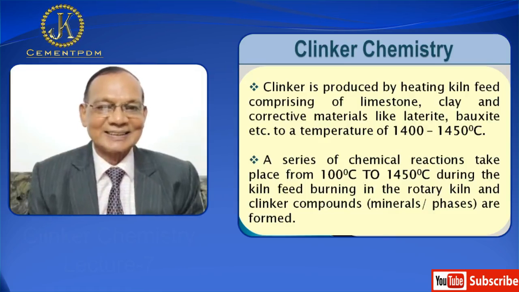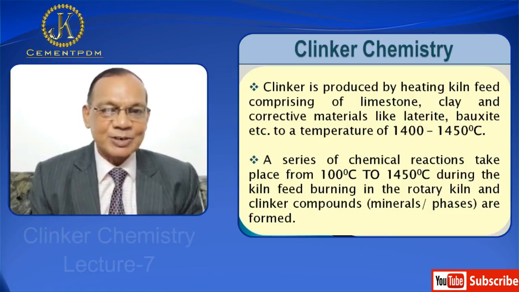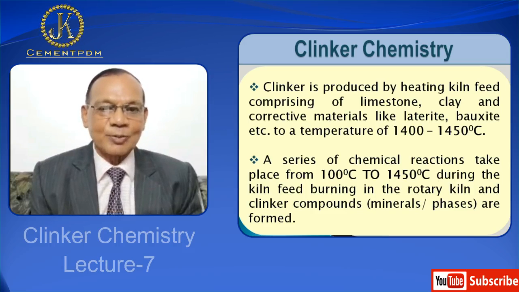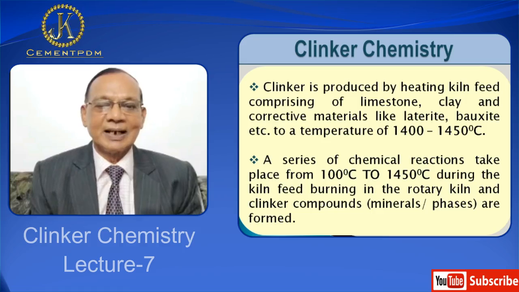As you are aware, clinker is produced by heating kiln feed comprising of limestone, clay and corrective materials like laterite, bauxite, etc. to a temperature of 1400 to 1450 degrees centigrade. A series of chemical reactions take place from 100 degrees centigrade to 1450 degrees centigrade during the kiln feed burning in the rotary kiln, and clinker compounds or clinker mineral phases are formed. So now I will discuss the chemical composition of clinker.